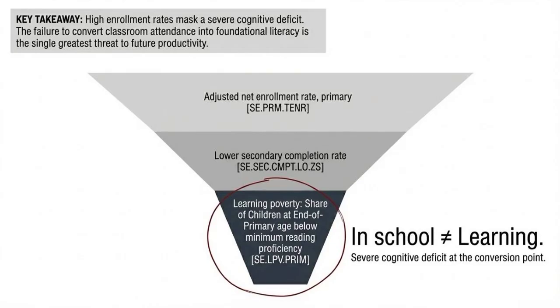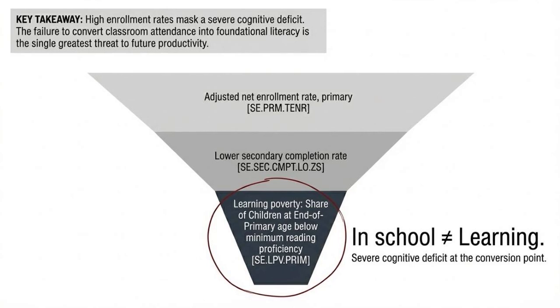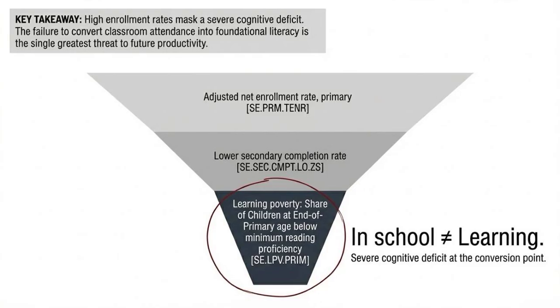Right. Here's where it gets really interesting. I'm looking at the data as we move down this funnel. If enrollment is at 98%, why does the lower secondary completion rate drop off a cliff? And more importantly, there is a bright red circle here highlighting a metric called learning poverty. So kids are sitting at desks. Does that mean they are actually learning?